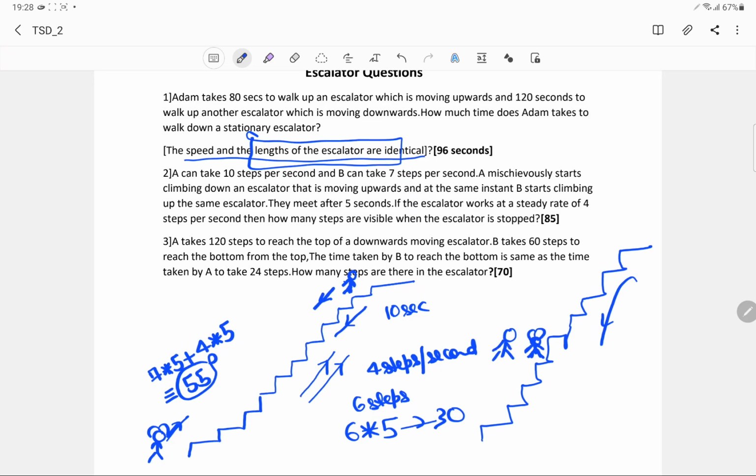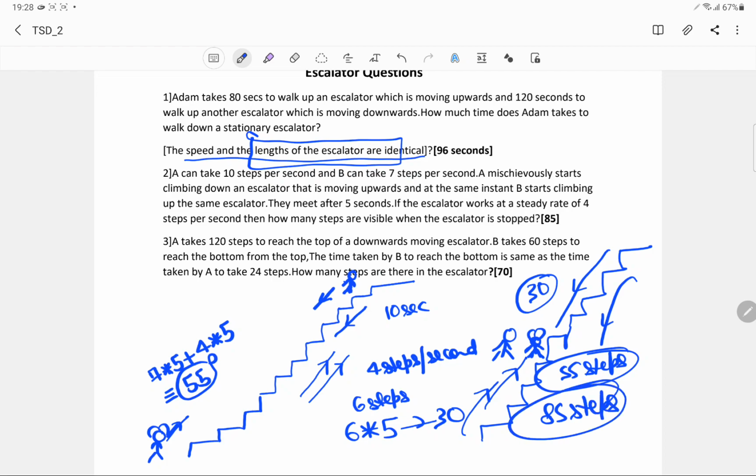Okay, and now they meet. So what would be there? This is nothing but 30, because he started from the top and for 5 seconds he ended up covering just 30 steps, and B started from the bottom and covered 55 steps. So the length of the escalator that is visible is nothing but 85 steps. Okay, I think this made your visualization far better.